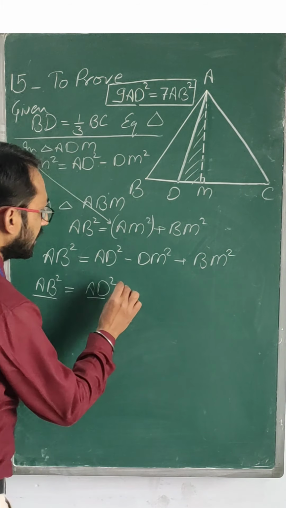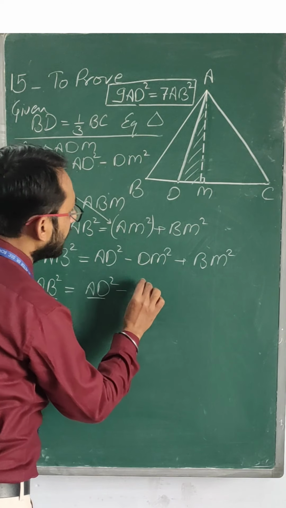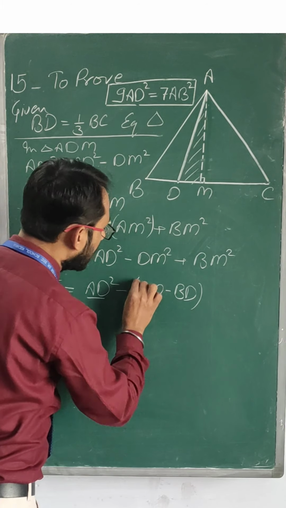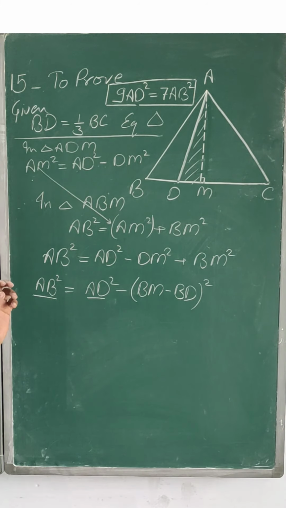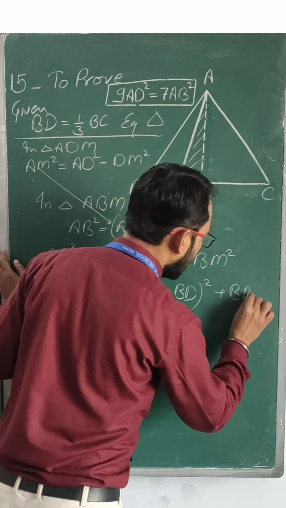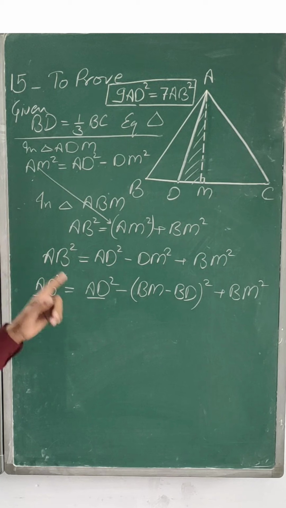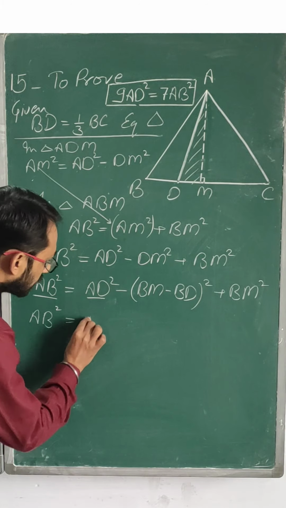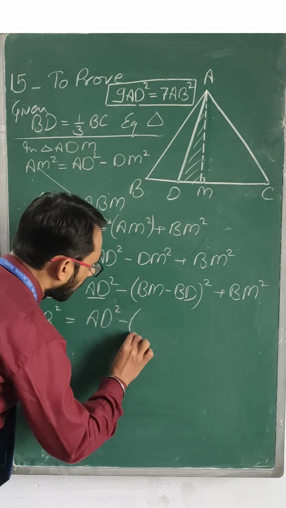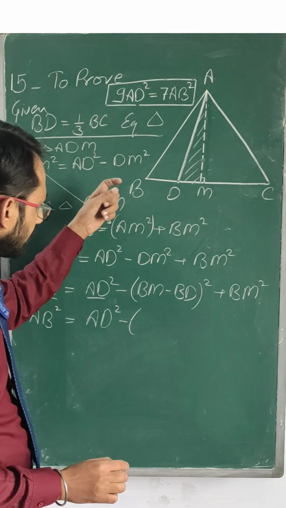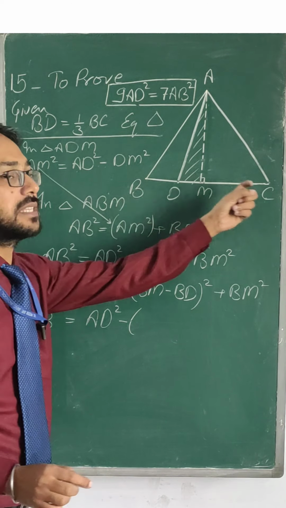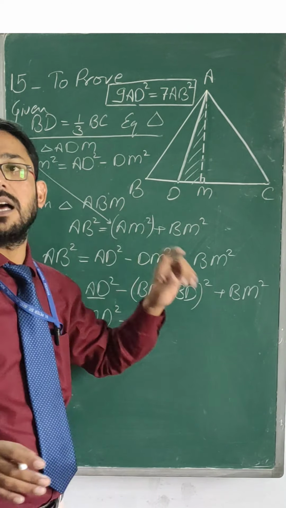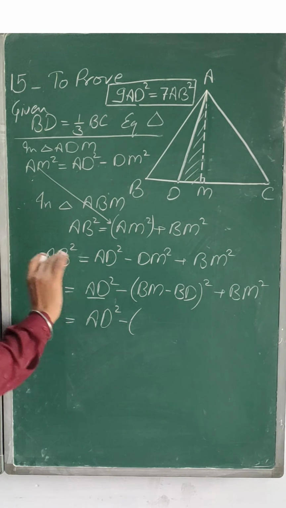So DM can be written as BM minus BD. So AB square equals AD square minus (BM minus BD) whole square plus BM square. Now let us put the values of these specific things. BM is half of BC because the perpendicular in an equilateral triangle bisects the opposite side. It works as a median also.